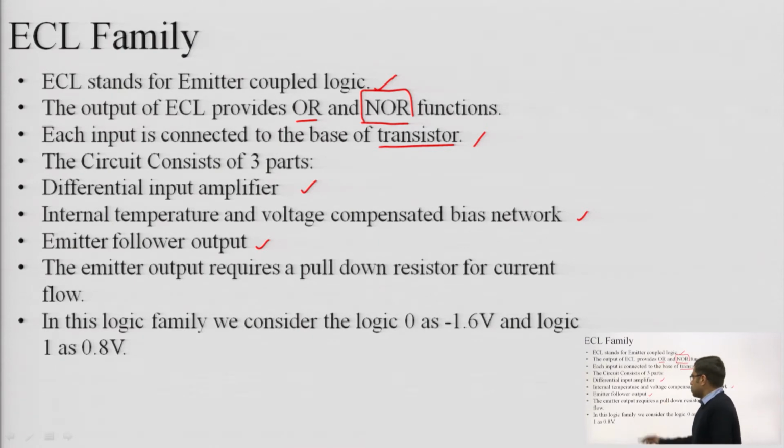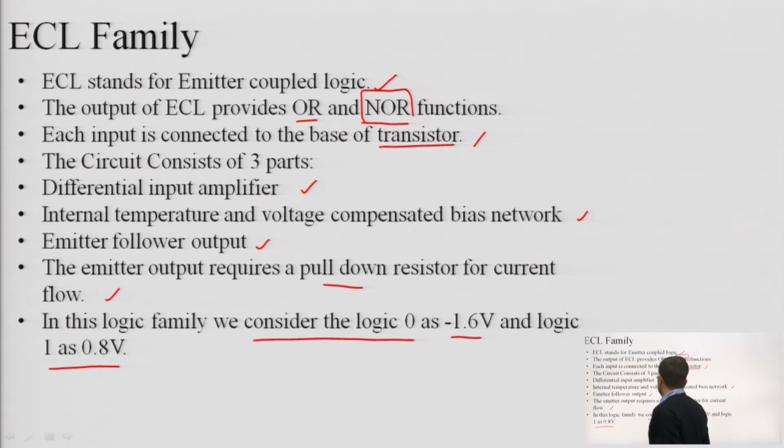The emitter output requires a pull down resistor for current flow. So we will be using a resistor at the emitter output to make the output low. Pull down means connecting the output to the ground level. In this logic family we consider logic 0 as minus 1.6 volt and logic 1 as minus 0.8 volt. So these are the denotations of the high and low levels.